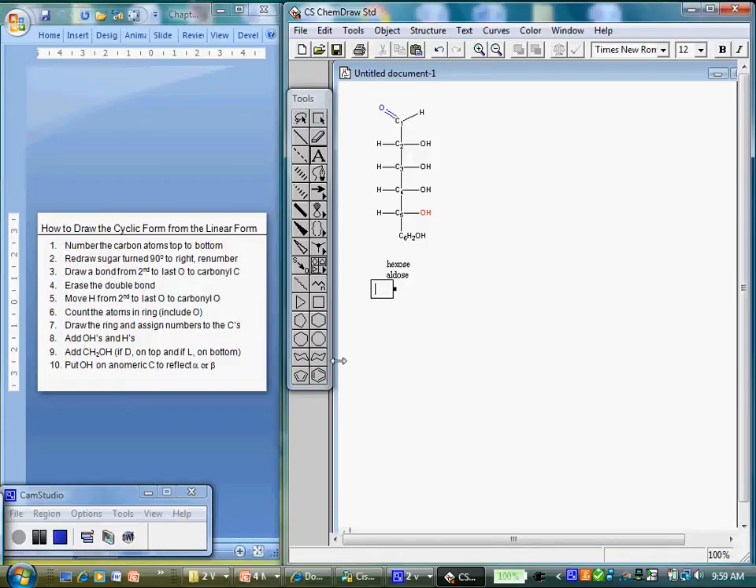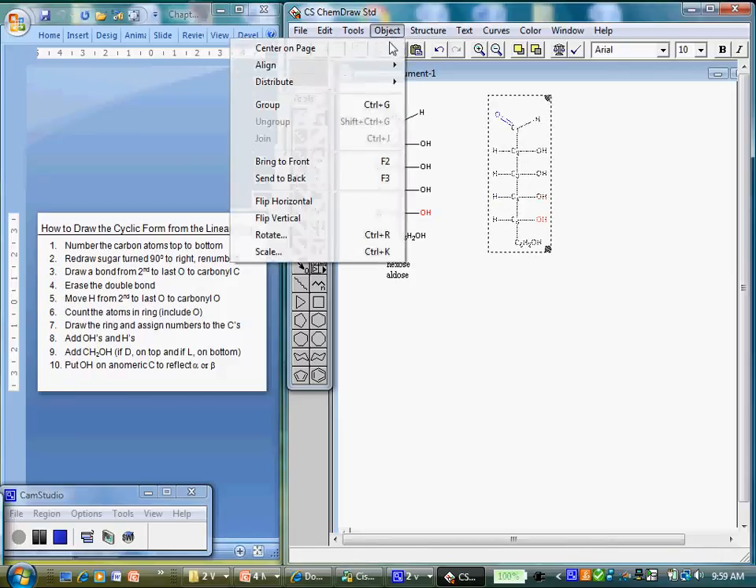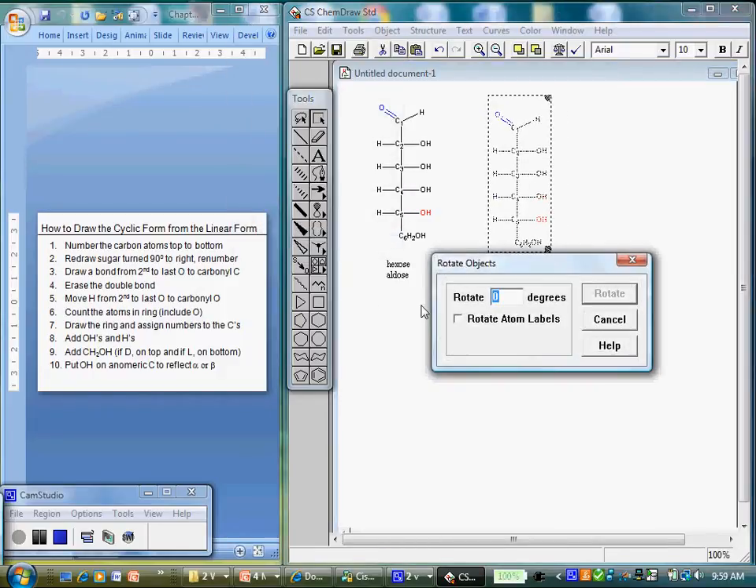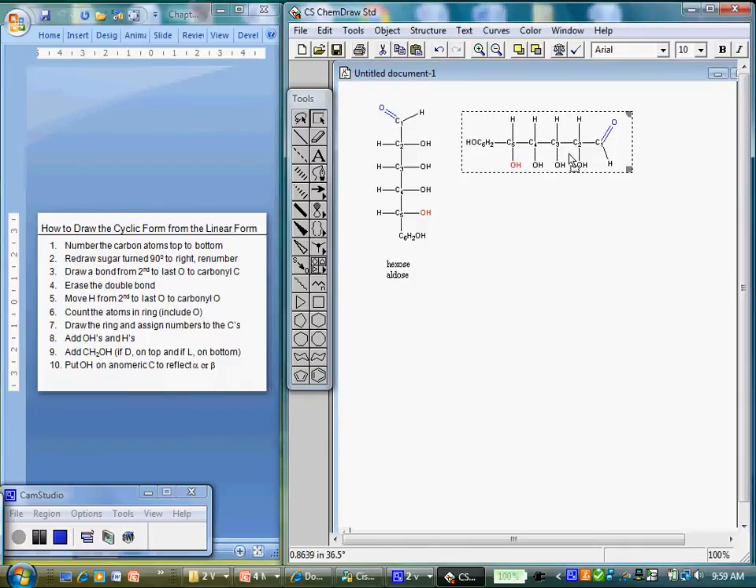We've numbered, so that was step 1. Step 2 is to redraw the sugar turned 90 degrees to the right and then renumber. So I'm going to copy and paste this and rotate 90 degrees to the right. I always go to the right just by convention. You should also always go to the right if you want your structures to look like mine and not be the flipped over version of them. I didn't have to renumber since I copied and pasted, but when you renumber, you're going to have to go starting right to left. So carbon 1 is on the right in your drawing.